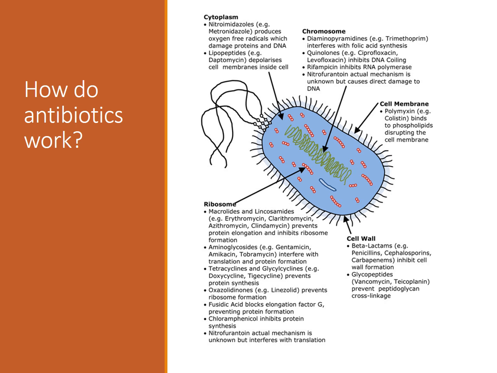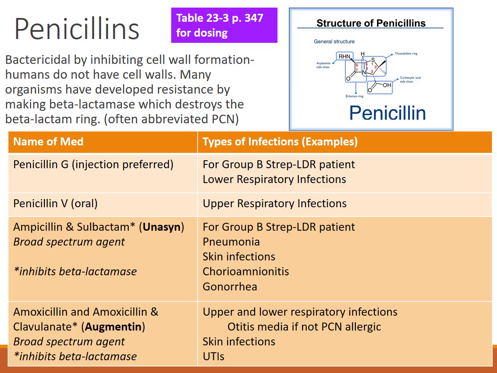The polymyxins, so colistin, disrupts the cell membrane. So not every antibiotic works the same way. We also have things that are bactericidal and bacteriostatic, meaning cidal means it actually kills the cell. And static, bacteriostatic, means that it doesn't exactly kill the bacteria, but it doesn't let it proliferate. And while we're stopping it from growing, our own immune system can step in and kill it.